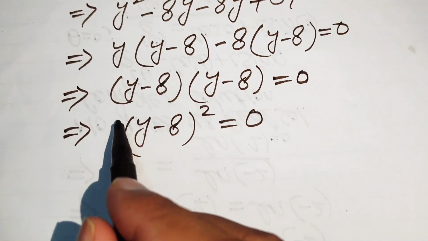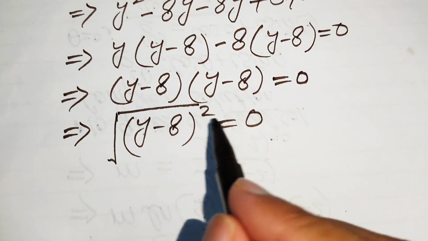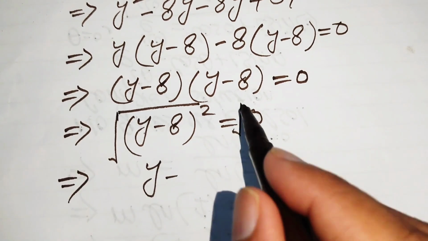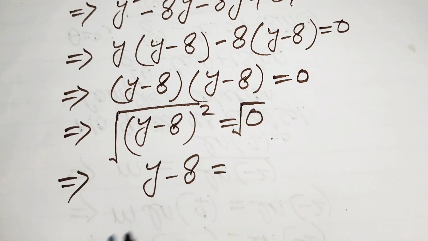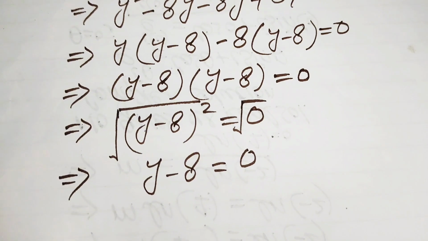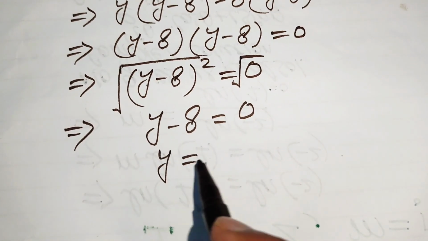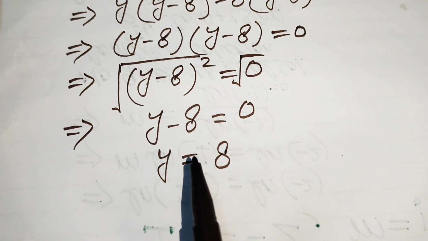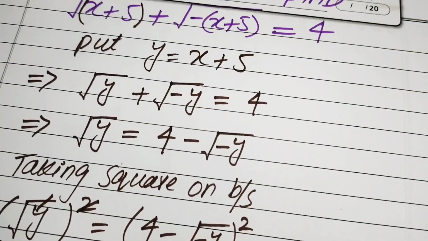So here you take the square root on both of the sides in order to eliminate this square, so that we just get y minus 8 equals 0. So here you easily get the value of y equals 8. We move this minus 8 to the right hand side. And now it is time to back substitute.